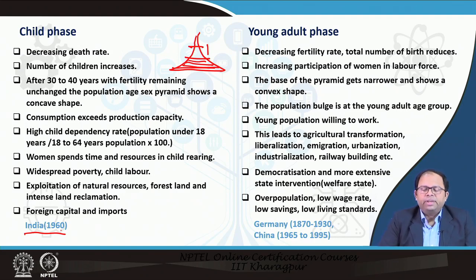And similarly, in the next phase, we can call it the young adult phase. Here we see a decreasing fertility rate. That means the increasing fertility rate of yesterday is now coming down, and the total number of births reduces. Now we can see increasing participation of women in the labor force, and that is also a cause of the lower fertility rates. The base of the pyramid gets narrower and shows a convex shape. That means now the pyramid becomes something like this.